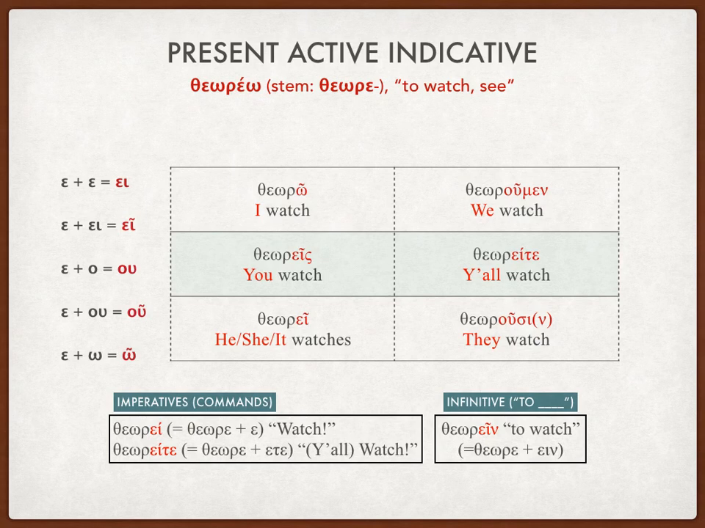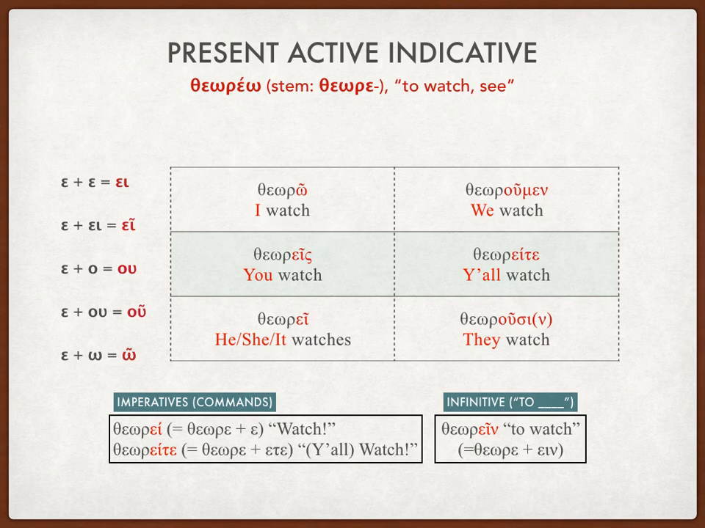And finally, when ousi runs into that epsilon, you just get a longer oo, as you can see in the second to last entry on the left. So we just simply have theorousi, they watch. So that's pretty straightforward. If you can remember those formulas on the left, it's very easy to form epsilon contract verbs. There's really not a whole lot to them other than remembering those rules and tacking on the right endings.